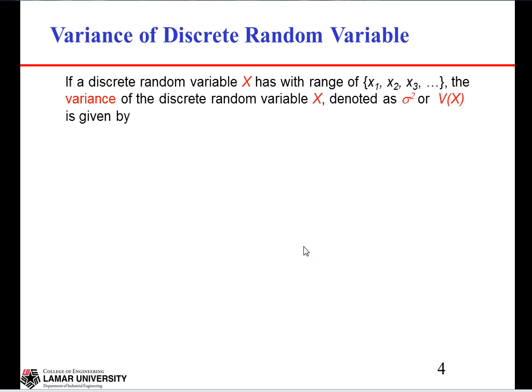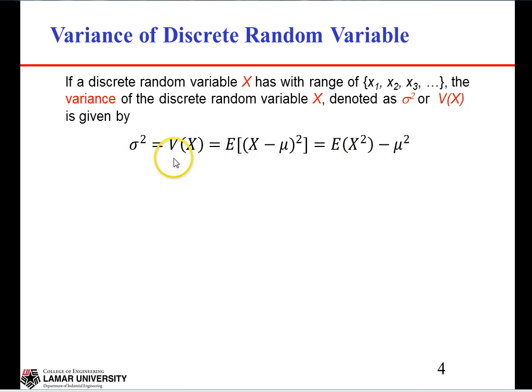The second number that I often use to summarize the properties of random variable x is the variance of the random variable. It is used to express the dispersion or variability of the variable. Again, if we have a discrete random variable x with range x1, x2, x3, and so on, the variance of the discrete random variable x, denoted as sigma squared or V of x, is given by the equation here.